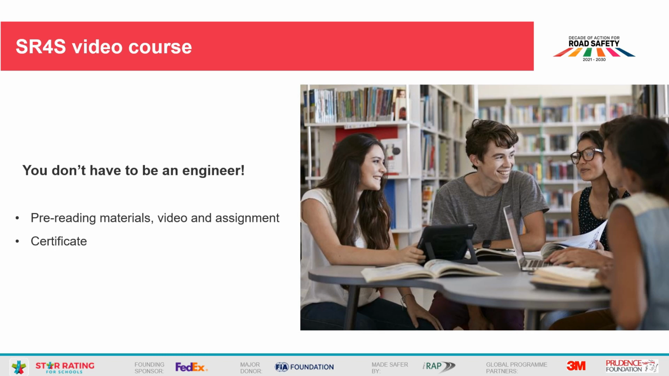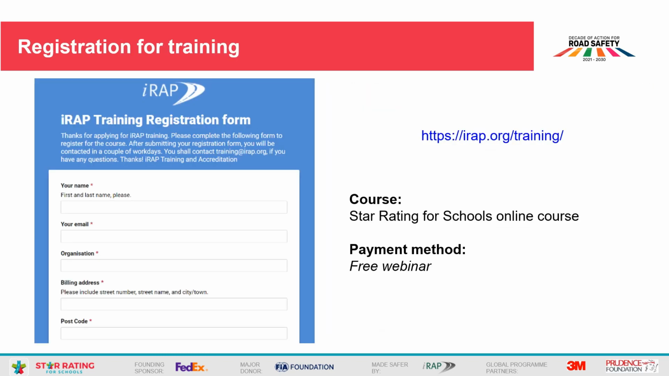If you want to register for the Star Rating for Schools video course or get someone from your team registered, you can access irap.org/training and access our training registration form. In this form, you can select the Star Rating for Schools online course in the different languages that we provide, and in the payment method, you can choose free webinar. Feel free to share this invitation with any partners and stakeholders that might also be interested in hearing in more detail how Star Rating for Schools works.